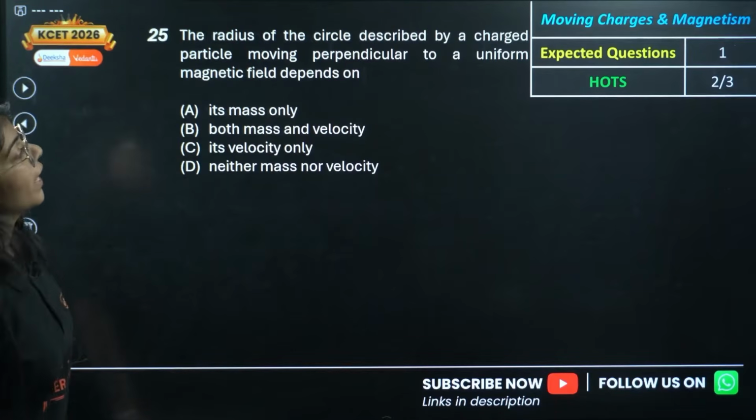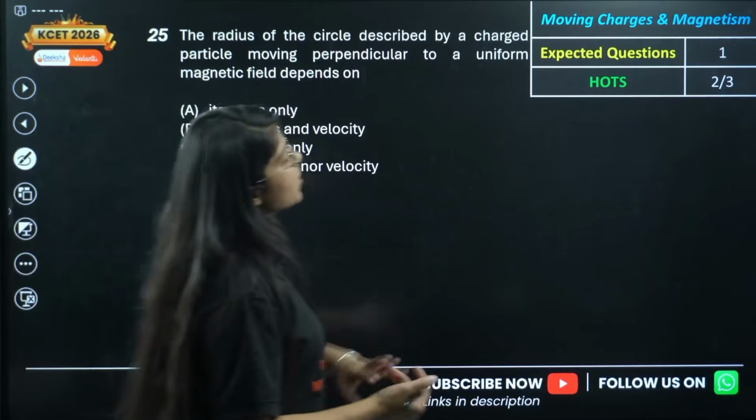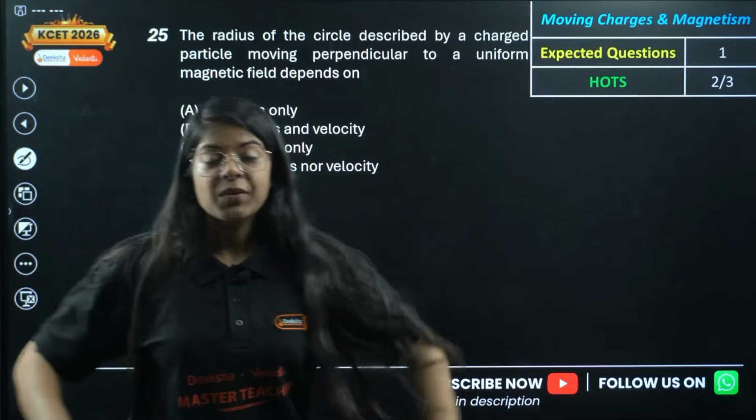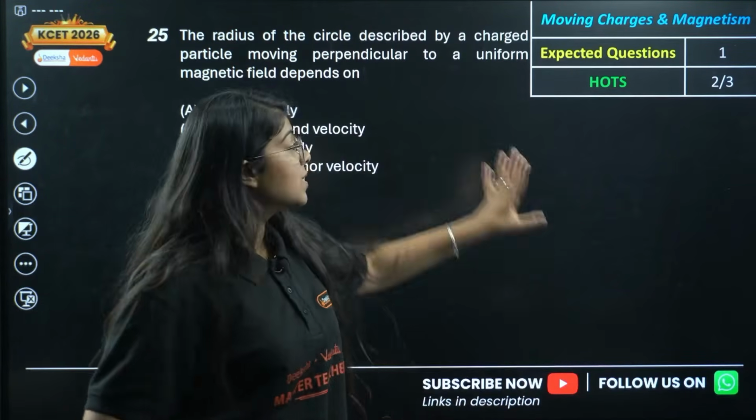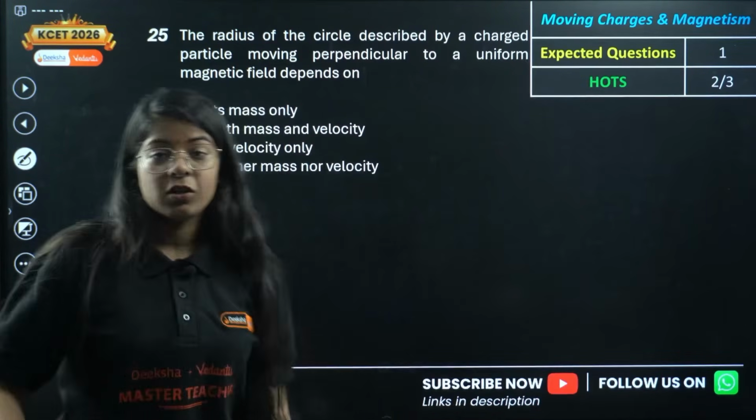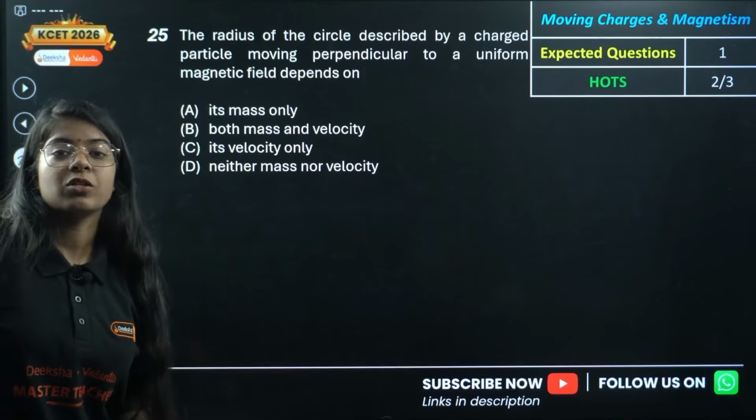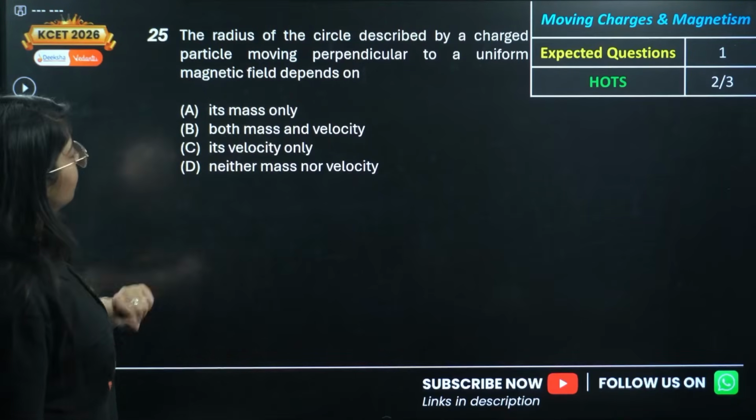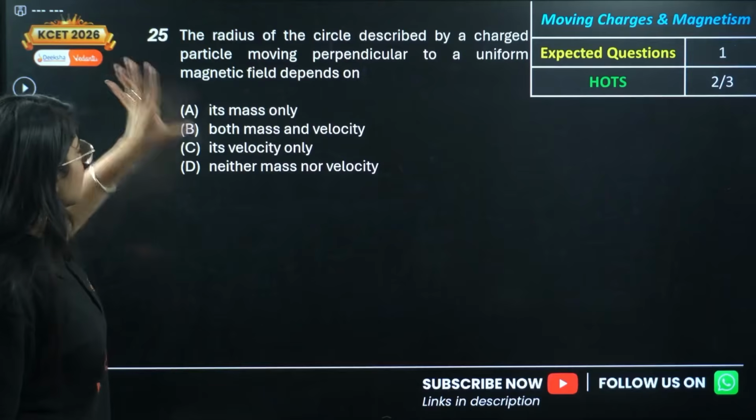25th question. Okay, we are on the 4th chapter, that is moving charges and magnetism. You can expect one question from this, and of course HOTS are again 2 out of 3. So you can also expect a good number of HOTS questions from this chapter as well. Okay, let us see the 25th question.